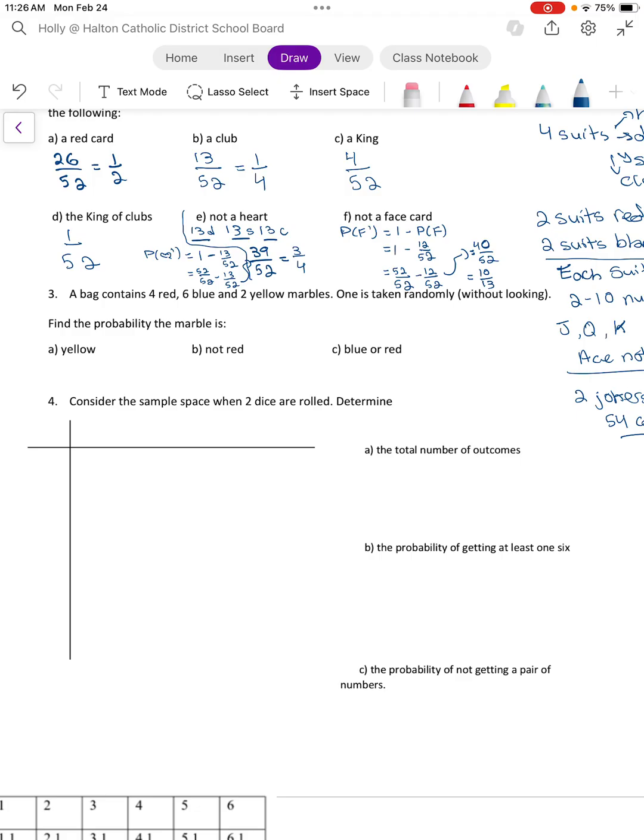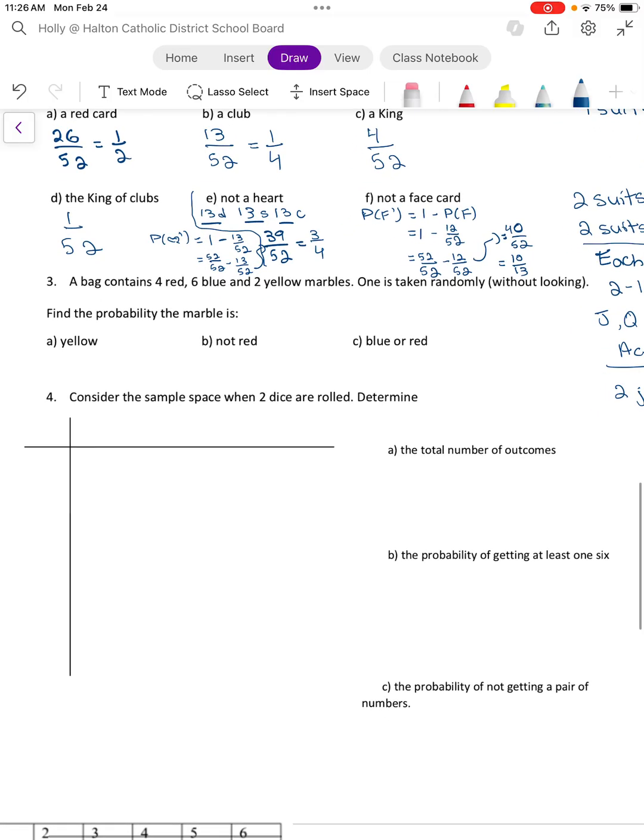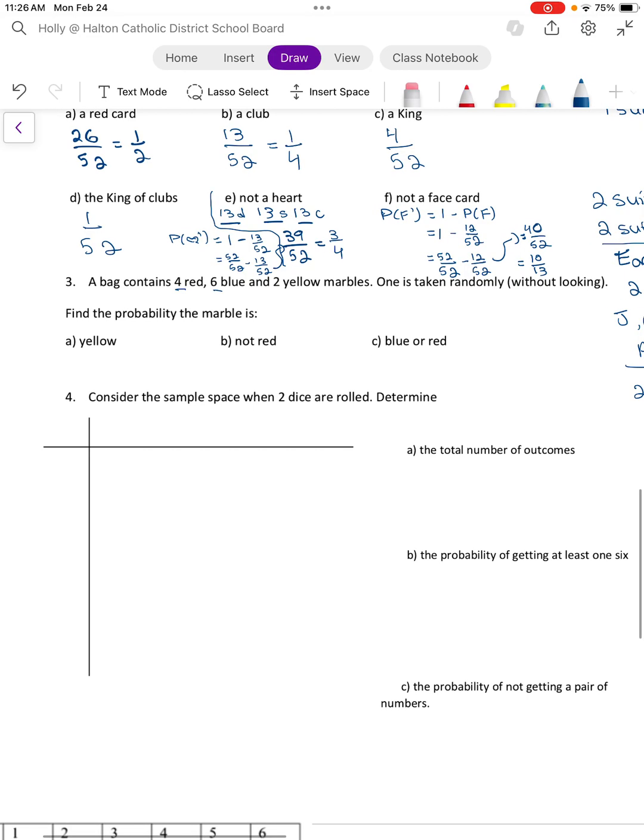Marbles. We have a bag containing 4 red, 6 blue, and 2 yellow marbles. 1 is taken randomly, so I'm just taking a marble out of a bag. What is the probability that the marble is yellow? So in total, my total amount of marbles would be 4 plus 6 plus 2, which is 12 in total. Okay, so you need to know that total amount because you want to think of your theoretical probability formula from the first page of this lesson.